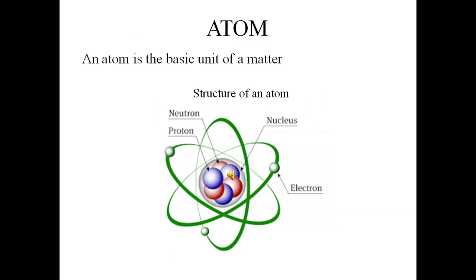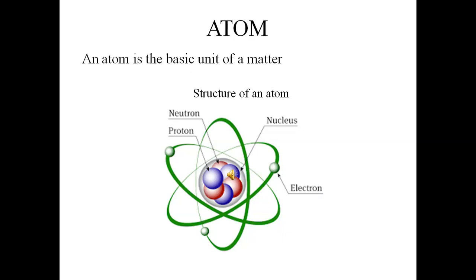Even with the best optical microscope, we can't see atoms. There are advanced instruments that help us to image the atoms. And there are three subatomic particles here. These are electrons, protons and neutrons. These are the three subatomic particles of an atom. See here, the structure of an atom is given here: electrons, protons and neutrons.